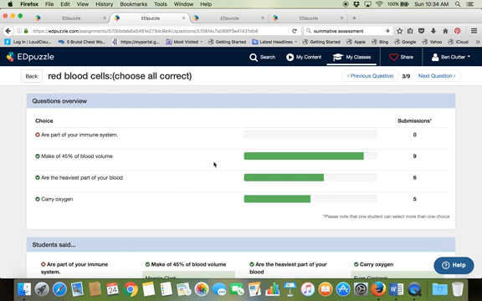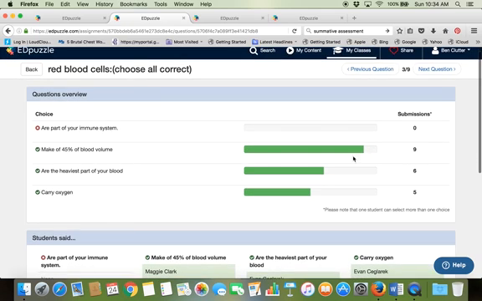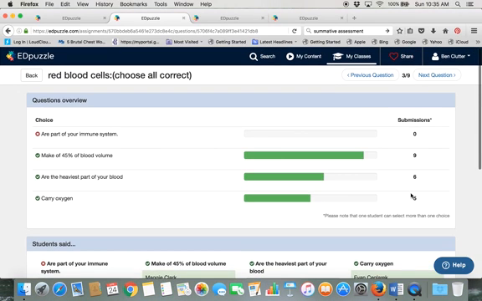Let's see, all of them are getting, or most of them, well, 9 took it, so everyone's getting that it's 45% of blood volume, but a lot of them are not getting that it's carrying oxygen. Less than half the students are getting that this carries oxygen. And so therefore, I need to reemphasize that red blood cells contain hemoglobin and therefore carry oxygen, or the oxygen carrying component of the blood.